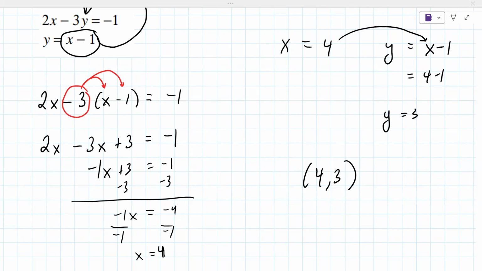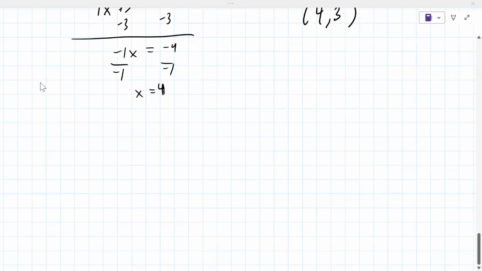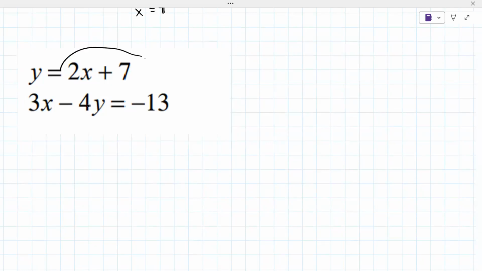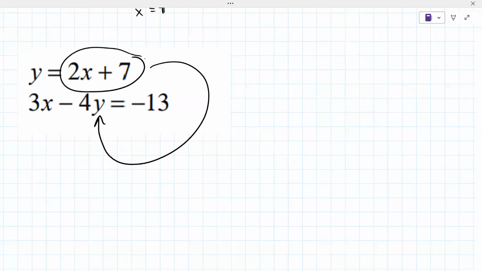All right. So I really try hard to give you one like it, so that basically it's the same steps, just different numbers. So this is an example of one of those. All right. So I'd like you to substitute. Take this 2x plus 7, put it in for y, and then solve. Okay.